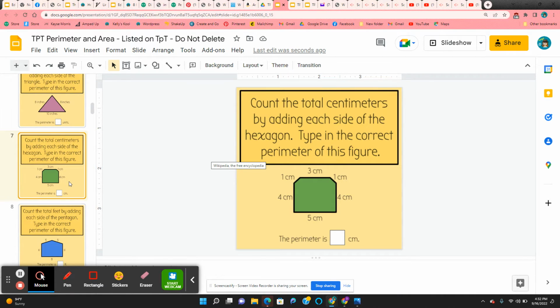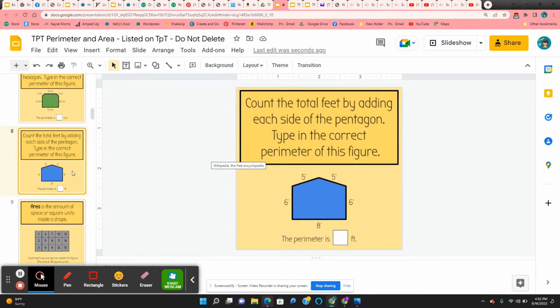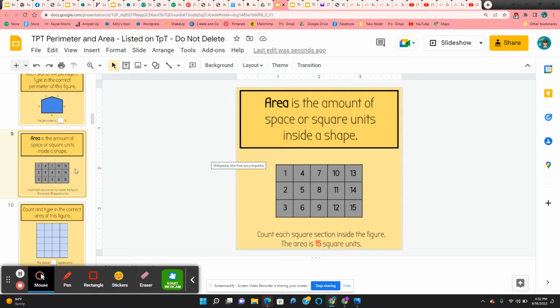And then here's a hexagon. They have to count the 6 sides, add them together. Pentagon, add the 5 sides, add them together. And then they move on to area.